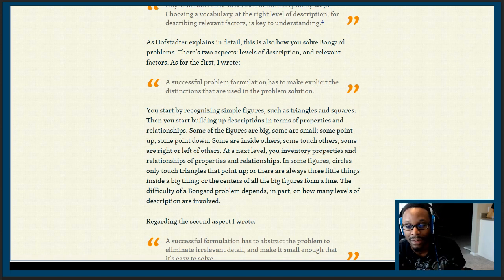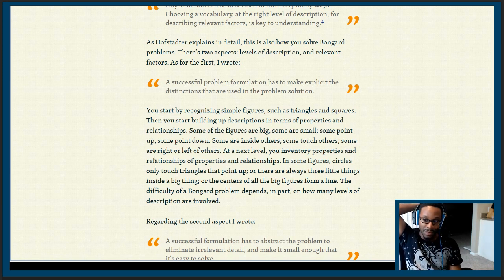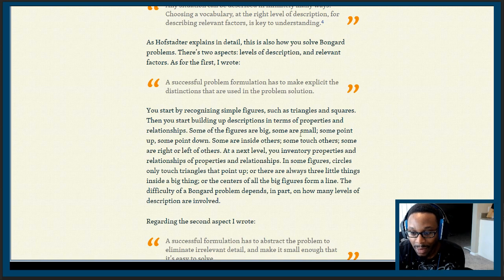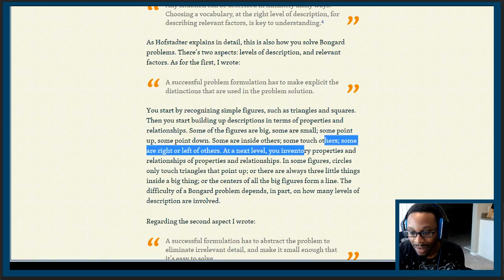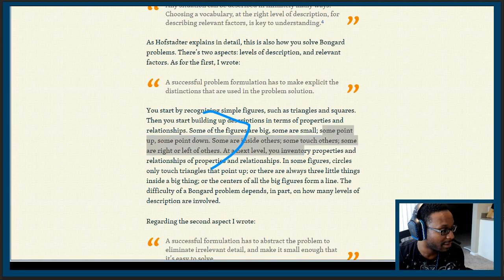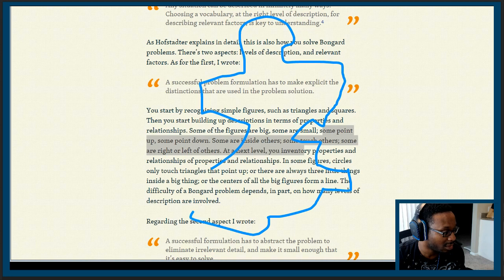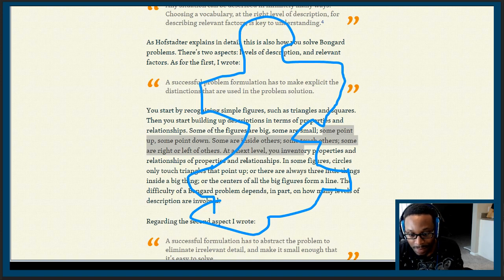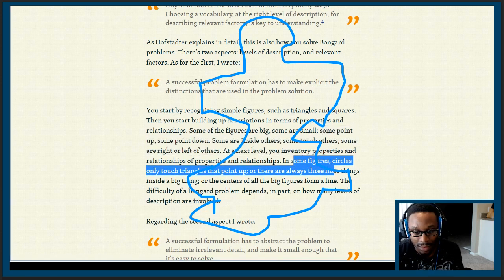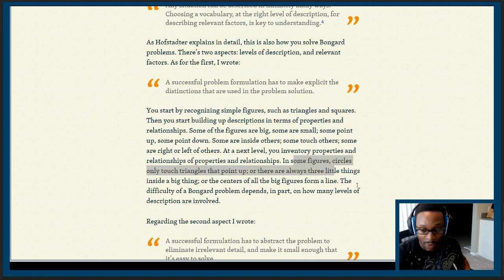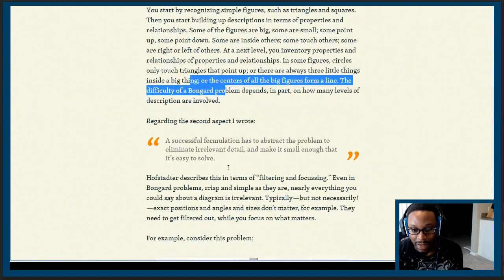Okay, you start by recognizing simple figures such as triangles and squares, and you start building up descriptions in terms of properties and relationships. Some of the figures are big, some are small, some point up, some point down, some are inside others, some touch others, some are right over the others, just like the jigsaw puzzle pieces, right? Some jigsaw pieces have inside pieces, and some have poking out pieces, and some are concave, and some are convex, right, with little bumps. It's a terrible drawing, but those are exactly the kinds of things you need to observe from these simple observations. And some figures, like circles, only touch triangles and are inside of big things, and then you build on top of that.